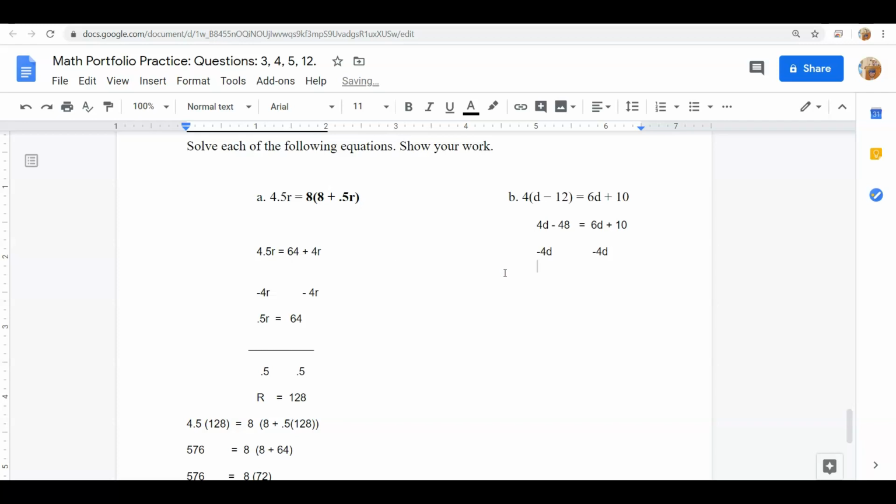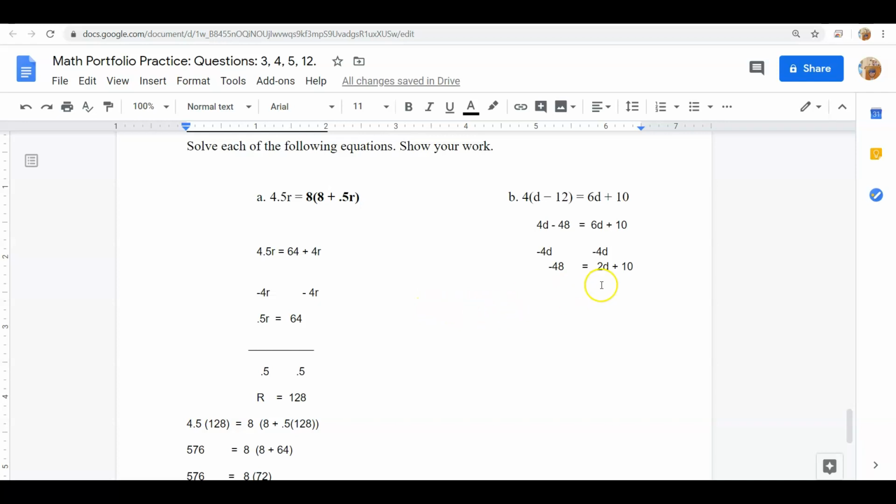So 4d minus 4d is going to be 0. My negative 48 drops down. Equal sign always drops down. 6 minus 4 is 2, 2d, and then plus 10. So I'm left with negative 48 equals 2d plus 10.